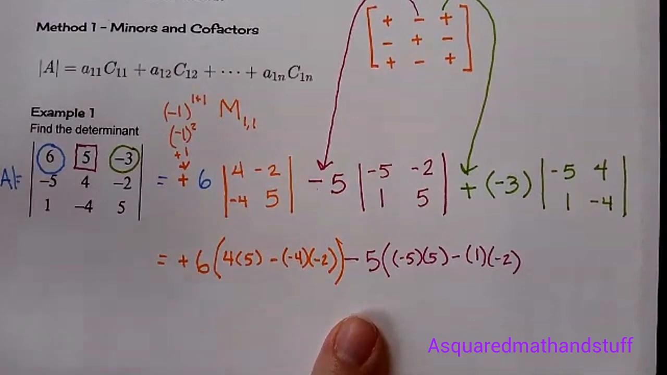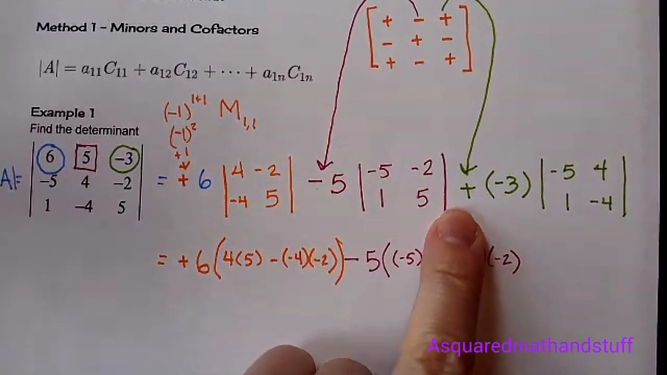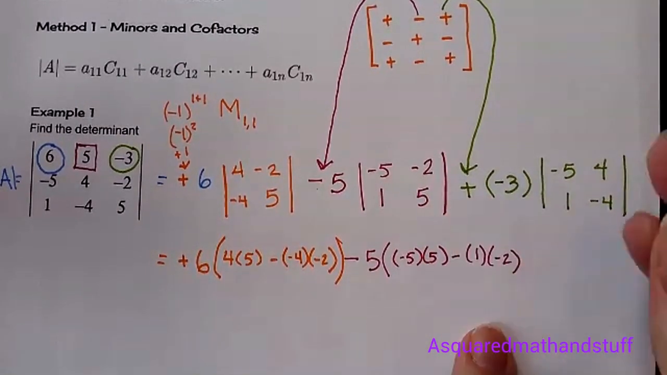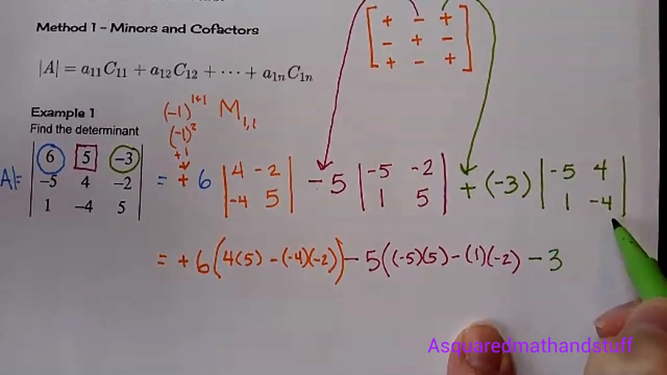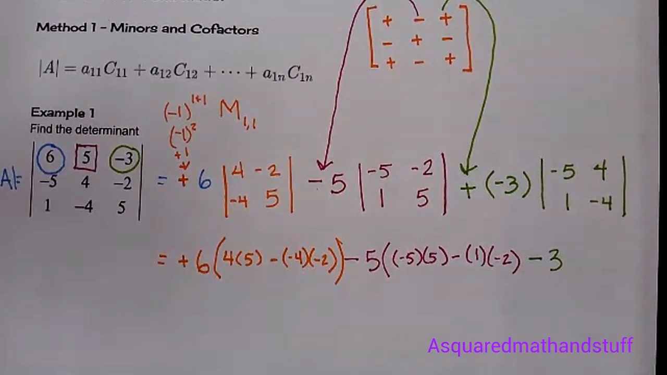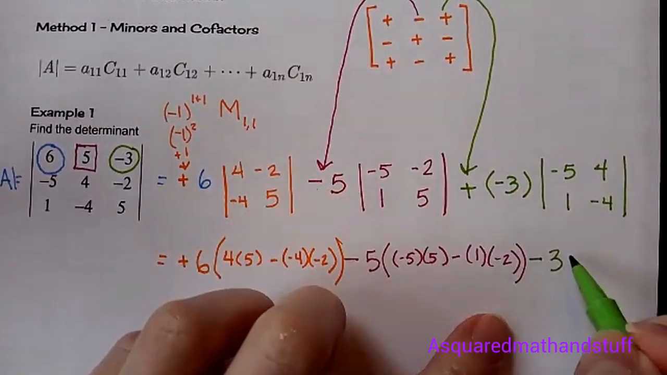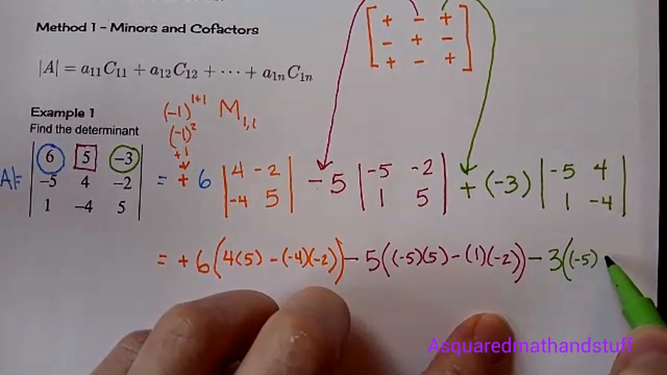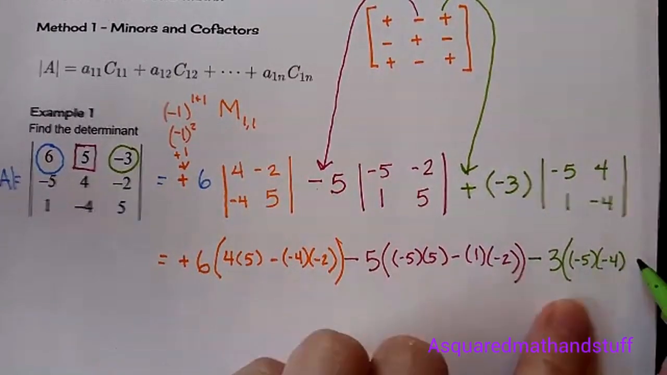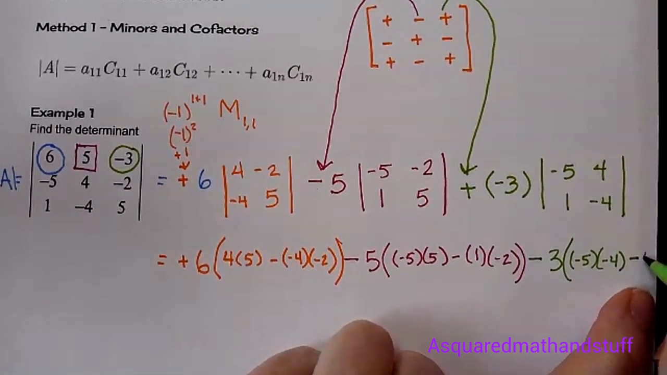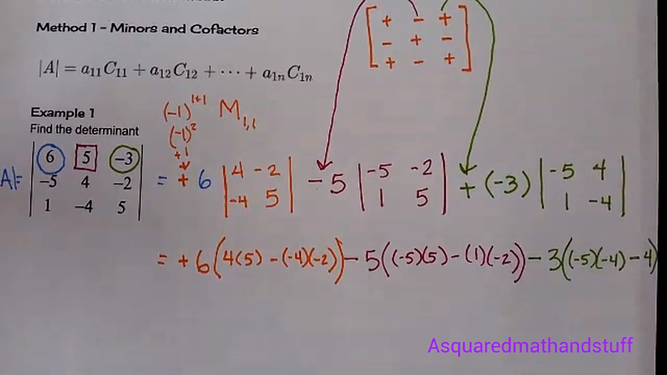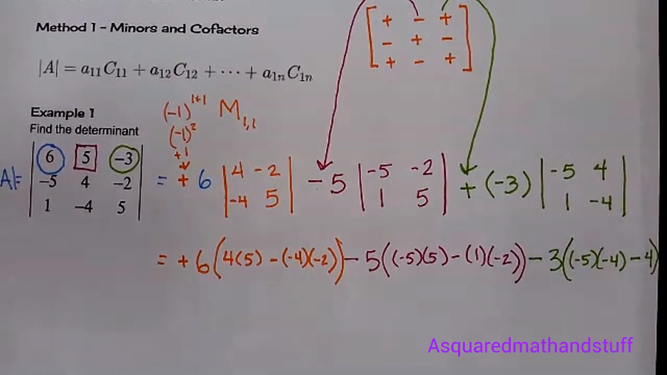And then finally, I go to this last set here. A positive times a negative is negative, and then the 3, work with the determinant of that 2 by 2, and we will have negative 5 times negative 4 minus, I won't be able to fit it there, 1 times 4, so I'll just put in the 4 there, squeeze it in, and now we work through this.